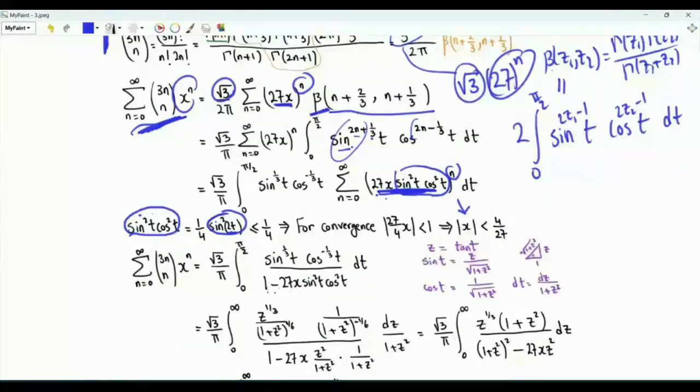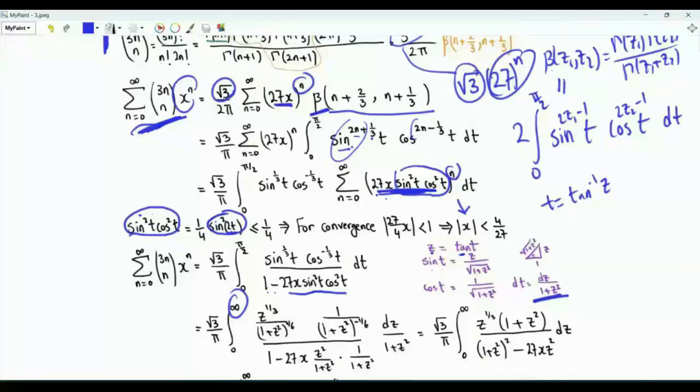The geometric series gives us 1 over 1 minus 27x sine t squared cosine t squared. We use the substitution z equal to tan t. If t is 0, z is 0. If t tends to pi over 2, z tends to infinity. t is equal to tan inverse z. dt is dz over 1 plus z squared.